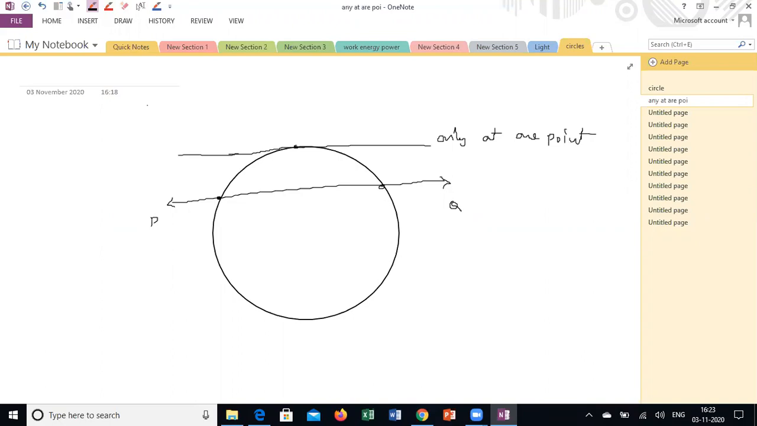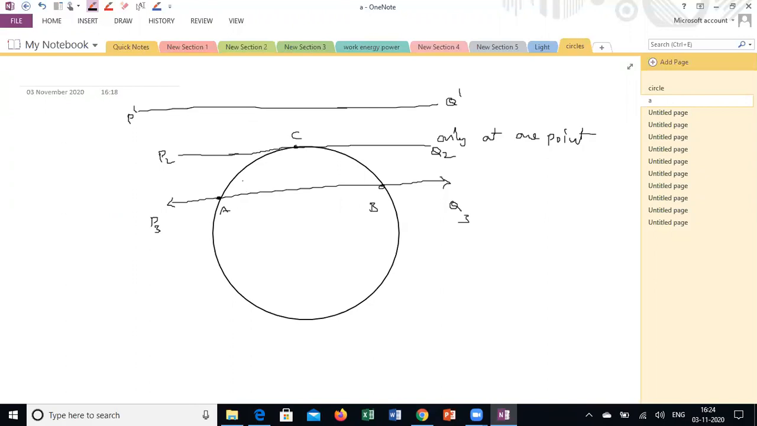There are three possible ways you can draw a straight line. One, a straight line will never intersect the circle. Another, a straight line will enter the circle at two different points as shown in the figure, A and B. A straight line, suppose P1, Q1, P2, Q2, P3, Q3, and this is a circle.